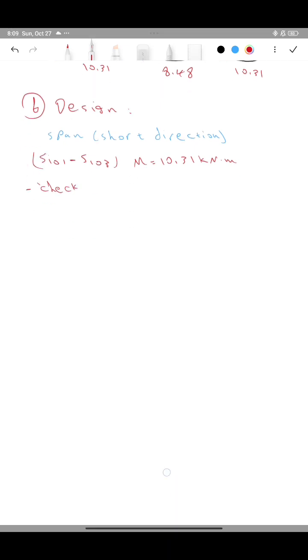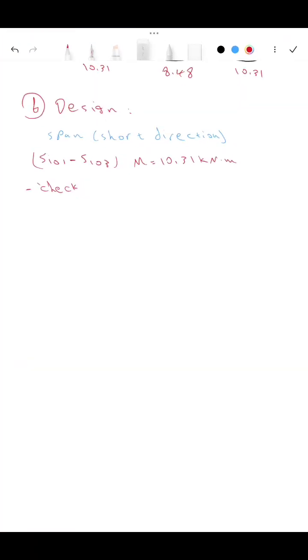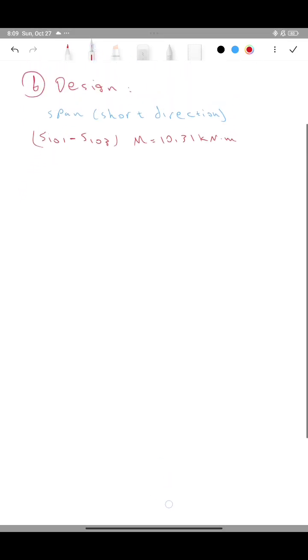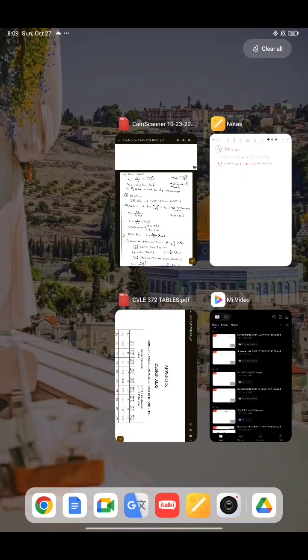Okay, first of all we will have the first check. We do it according to multiple checks. We have 3 checks in the designing section. So let's go. Okay, we have the moment value, then we will go to the design section.